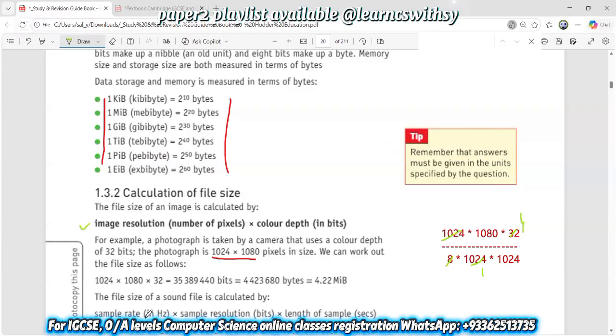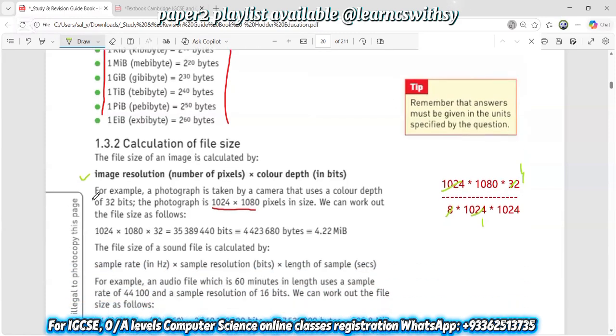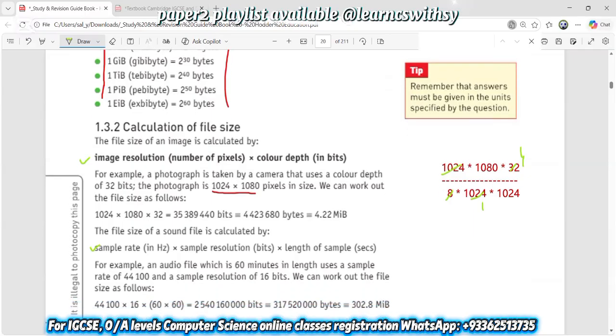This is the formula. Now, another question that can come in the papers is regarding the file size calculation for your sound file. And sound file is simple. This is the formula: sample rate in hertz multiplied by sample resolution in bits multiplied by length of sample in seconds. Again, the same thing. The question always gives the values very clearly. They mention the sample rate or sample resolution, and the length of sample should be in seconds. If it's already in seconds, that's good.